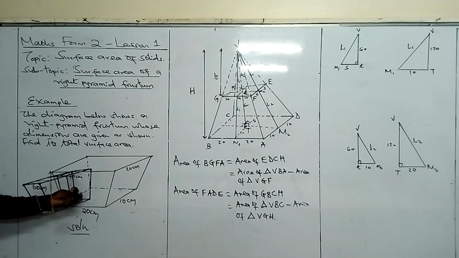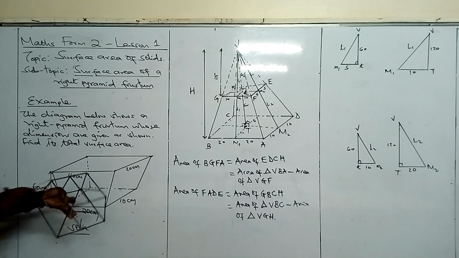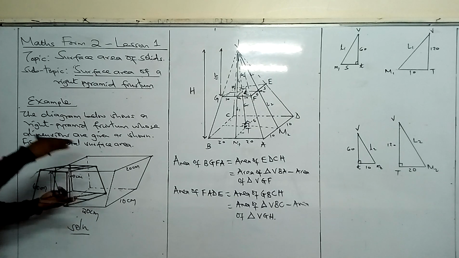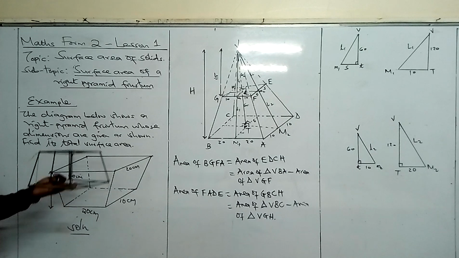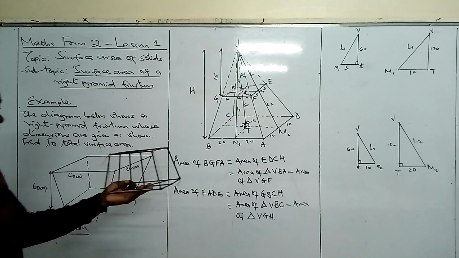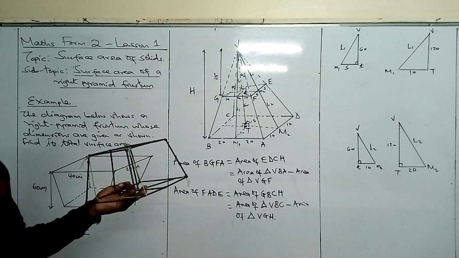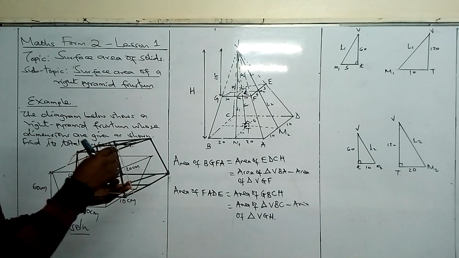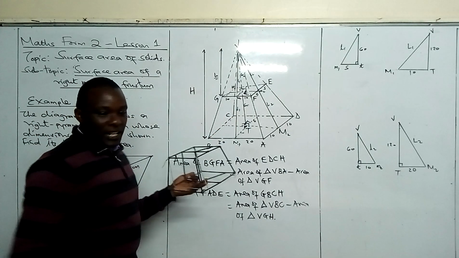From the start, it is upside down, but if we change it in such a way that the bottom becomes the top and the top becomes the bottom, we will obtain something like this, whereby this will be A, B, C, D as our base. Our top will be F, E, H, G as shown in the other diagram here.